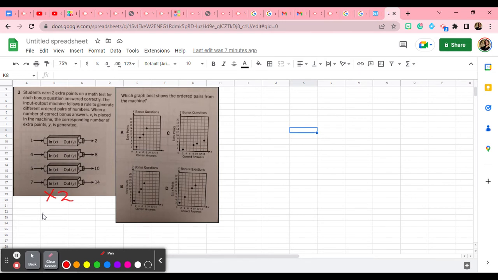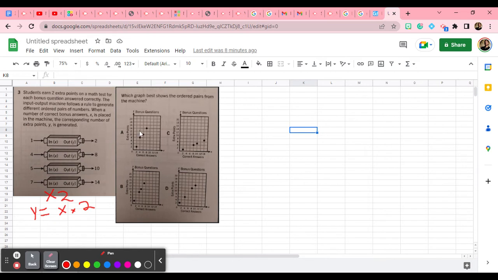And so our Y would be equal to X times 2. So I'll do a big X and a little times 2. Okay, or we could do that's fine. This is multiplied by 2. Okay, so if X is 1, Y is 2. If X is 4, Y is 8. If X is 5, Y is 10.